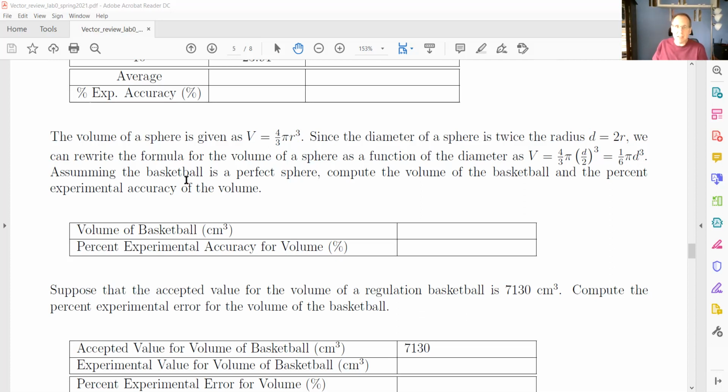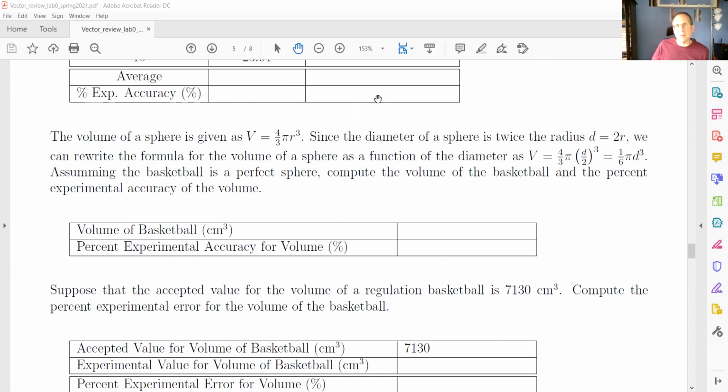So assuming that the basketball is a perfect sphere, I want you to compute the volume of that basketball, given what you found for the average diameter here. So you're just plugging into this equation. And then also find the percent experimental accuracy for the volume. Now remember, how do we do that?